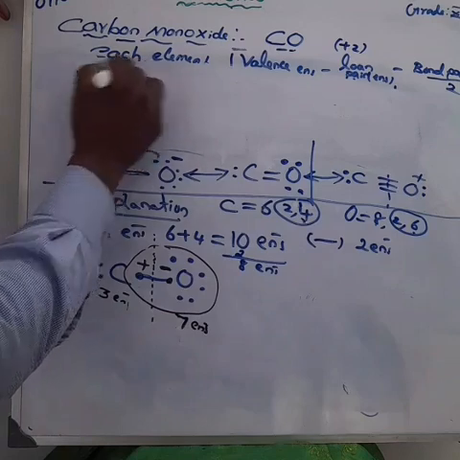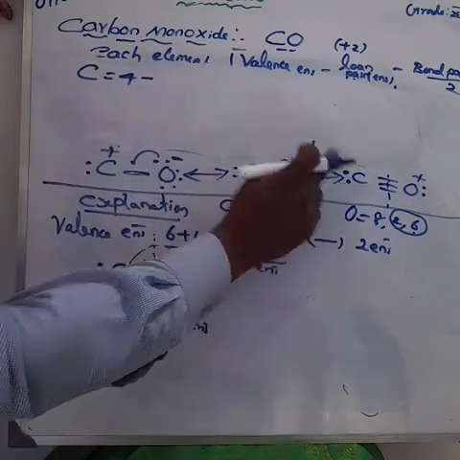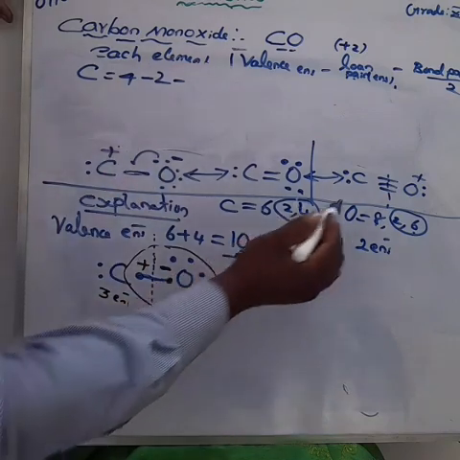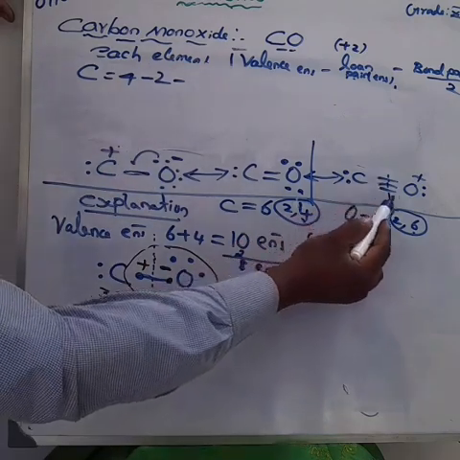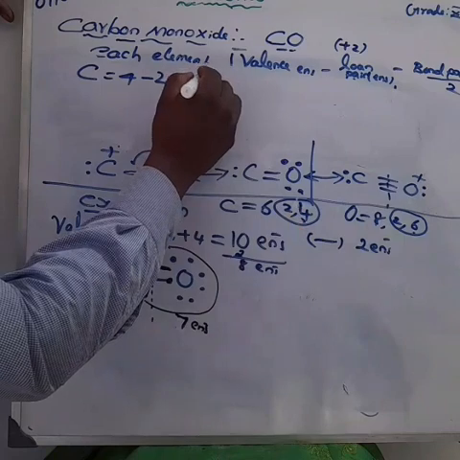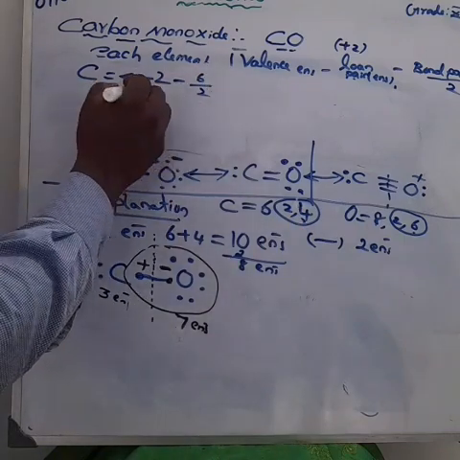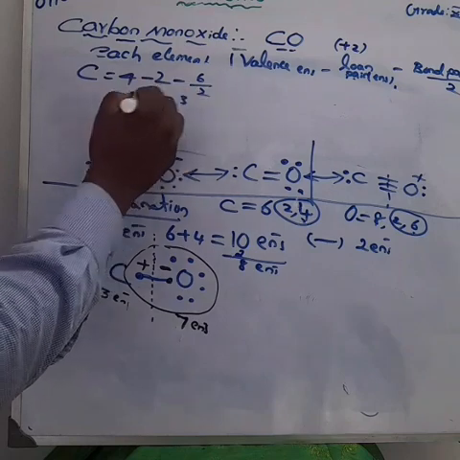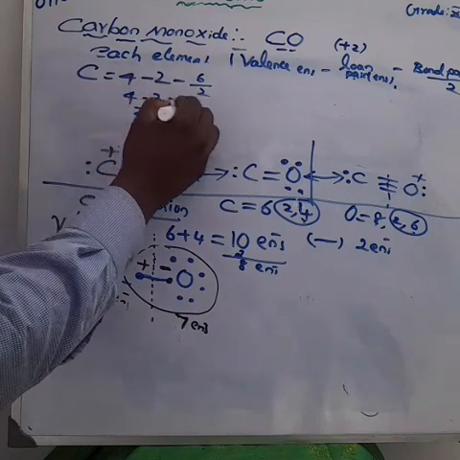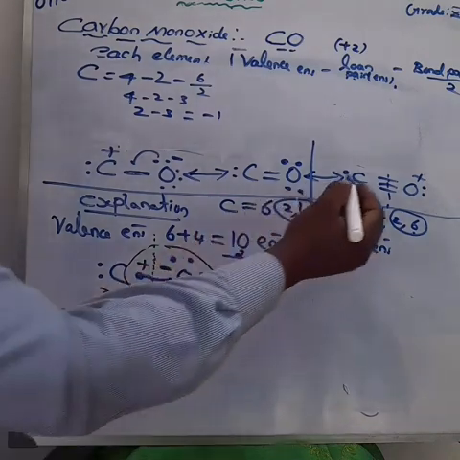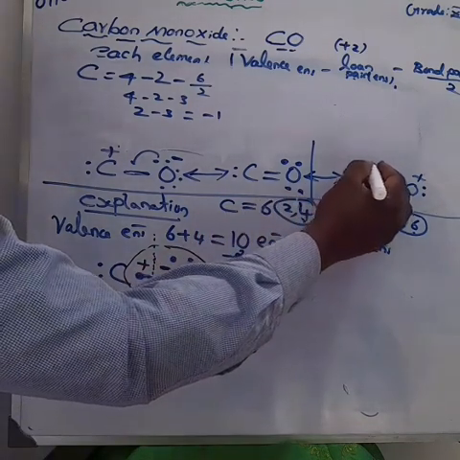4 minus the lone pair of carbon, here having 2 electrons, 2 minus, what about the bond pair? Here having 3 bond pairs, that is 3 into 2 is equal to 6 by 2. So we have 4 minus 2 minus 3, am I right? So 4 minus 2, what is the answer? 2 minus 3, so we get minus 1, am I right? What is the charge here? Minus 1. So carbon has minus 1 charge.